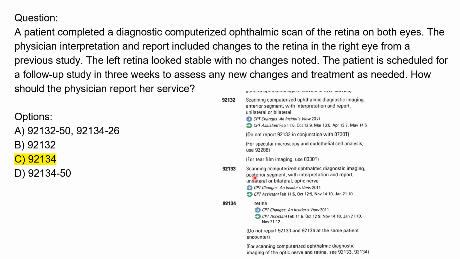And if you read the code, scanning computerized ophthalmic diagnostic imaging posterior segment with the interpretation and report unilateral or bilateral. This is for the optic nerve, this is for the retina. So the language of the code uses the word unilateral or bilateral, and that time we do not use the modifier. So C is the correct answer.